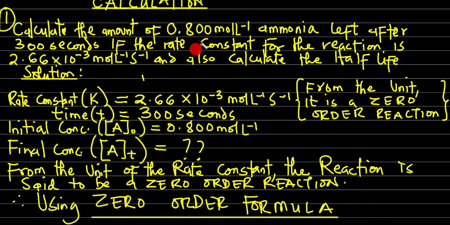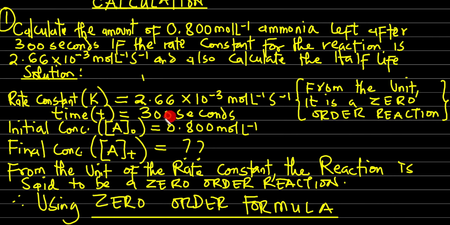In this question, it was not mentioned whether it's zero order, first order, or second order, as the case may be. But if you could recall what I told us earlier, with the help of the rate constant unit, you can easily tell if a reaction falls under first, second, third order, or zero order, as the case may be. If you look at this, the rate constant is 2.66 times 10 raised to the power minus 3 mole per liter per second. Now from the units, it is a zero order reaction. If you could recall, zero order reaction has a unit of this.